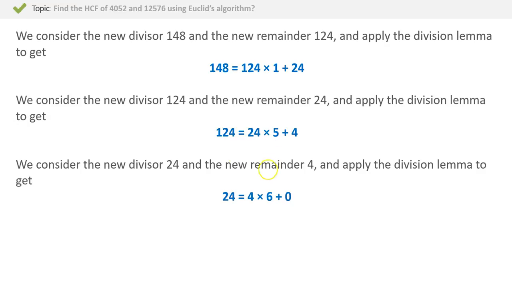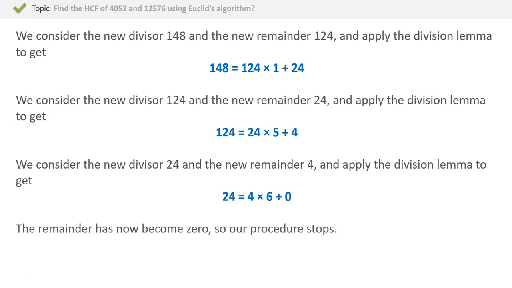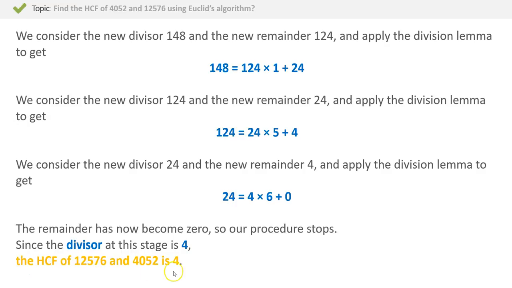And now I can finally represent 24 as 4 multiplied by 6 plus no remainder left, so plus 0, and at this point my remainder has become 0, so we can stop the process and say the divisor at this stage is 4, and hence the HCF of 12576 and 4052 is 4.